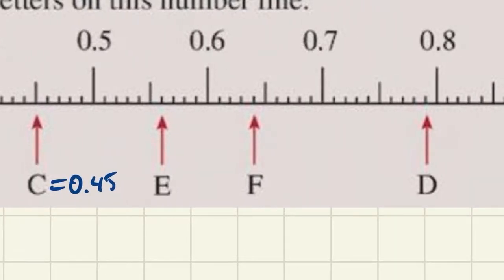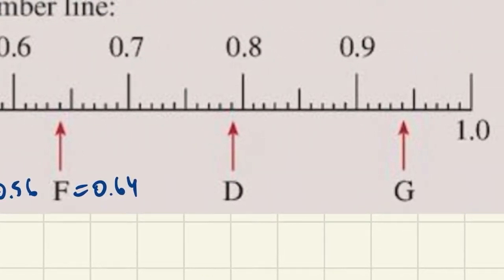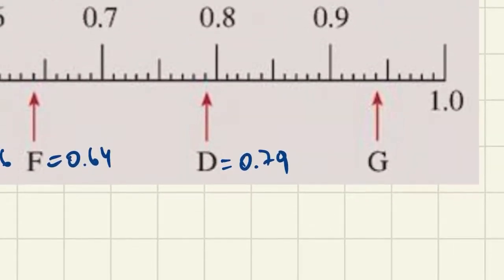E is going to be, so we go 0.5, 0.51, 52, 53, 54, 55. Finally, we get to 56. E is 0.56. F, 0.61, 62, 63, 64. F is 0.64. D is, we can start from 0.75 because it's in the middle. So we go 76, 77, 78, 79. D is 0.79. And finally G is 91, 92, 93, 94.